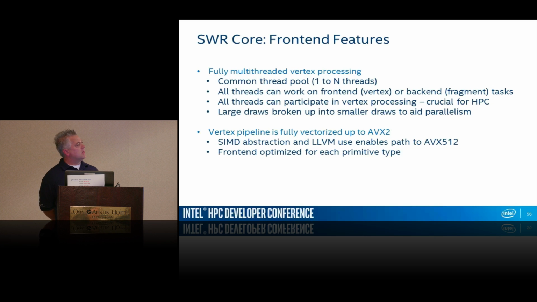The front end then also has primitive assemblers optimized for each type of primitive. So we're not trying to force all assembly through a common routine and doing a lot of branching. So we have a lot of optimization there for primitive type.